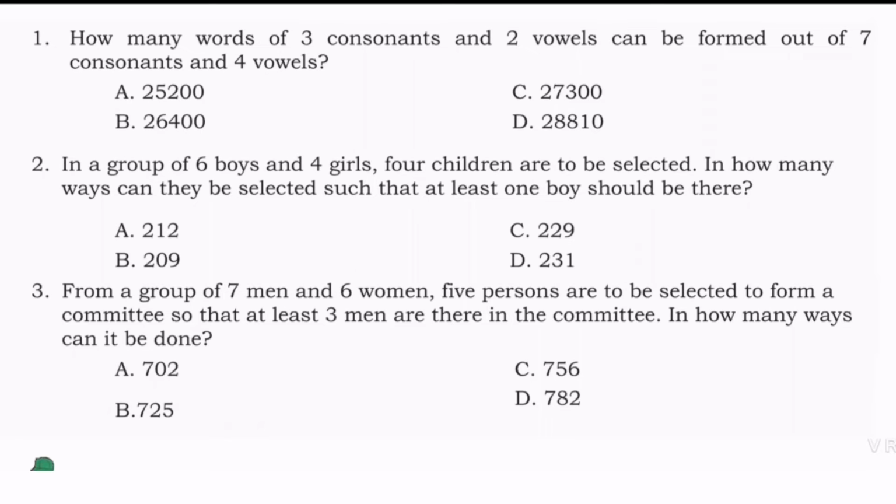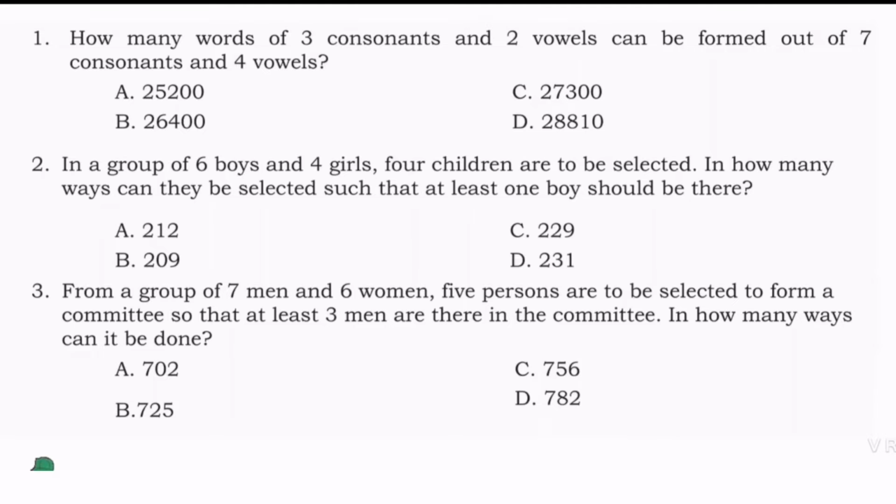Number 1. How many words of 3 consonants and 2 vowels can be formed out of 7 consonants and 4 vowels? The answer is A. Number 2. In a group of 6 boys and 4 girls, 4 children are to be selected. In how many ways can they be selected such that at least one boy should be there? The answer is B.